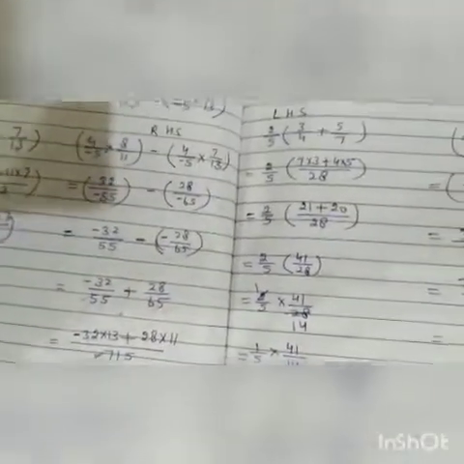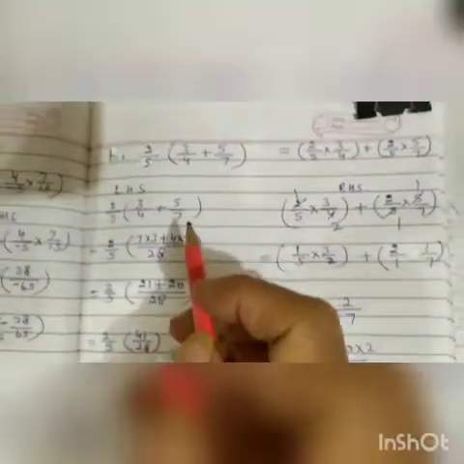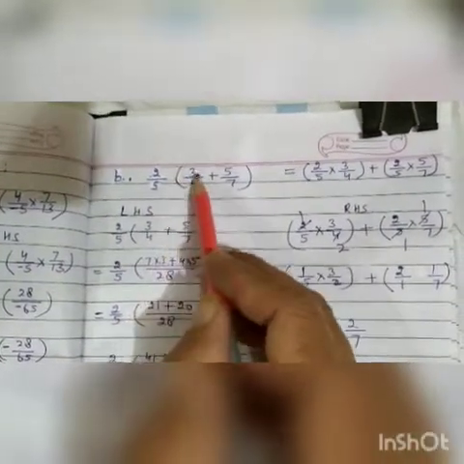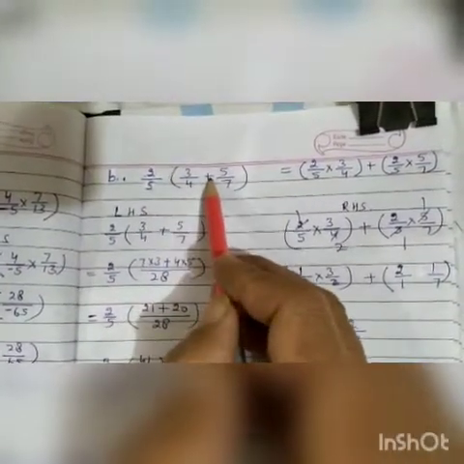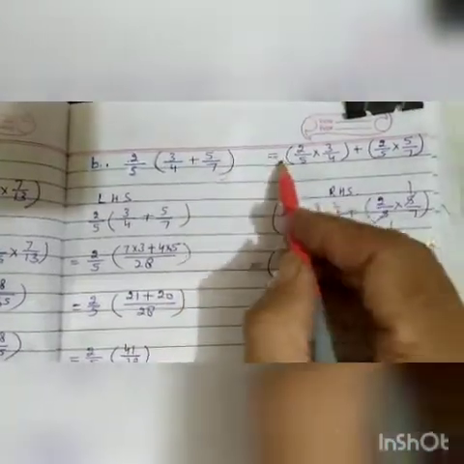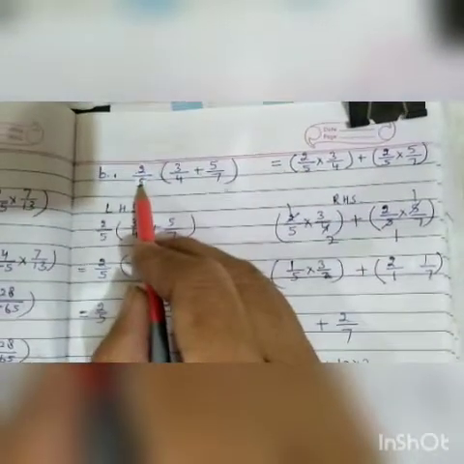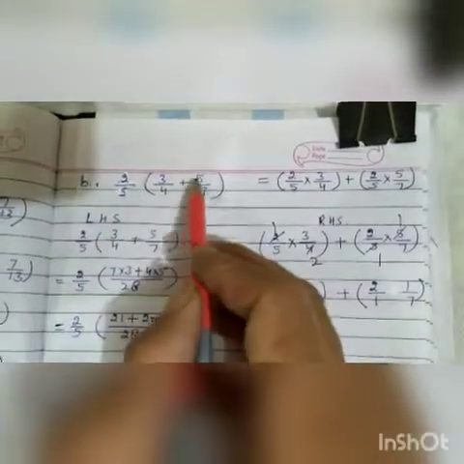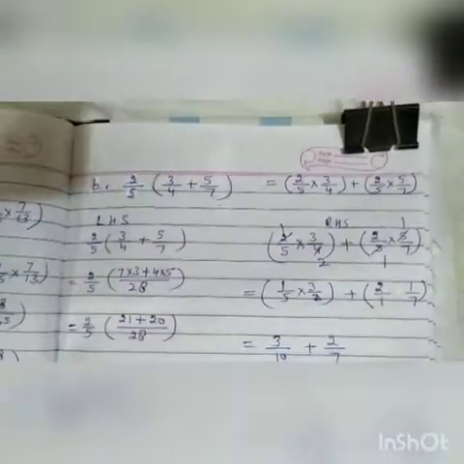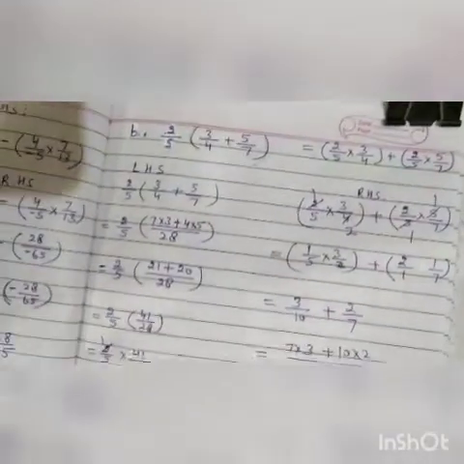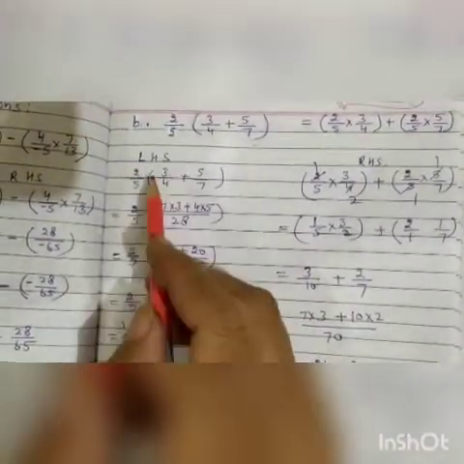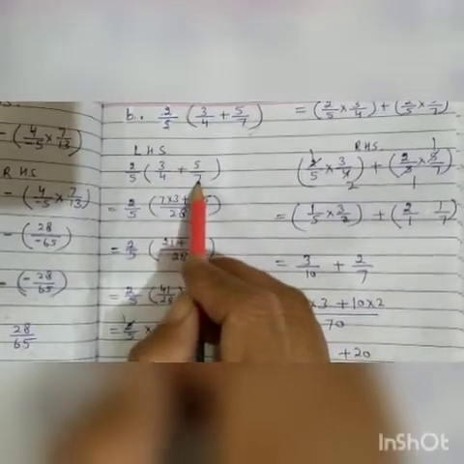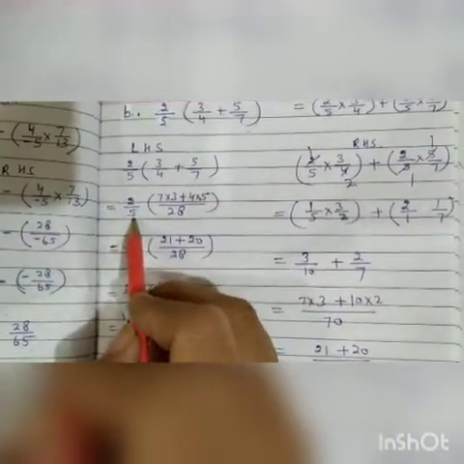Now come to next part, B. In part B, this is 2/5 within bracket 3/4 plus 5/7 equals 2/5 multiply 2/5 multiply 3/4 plus 2/5 multiply 5/7. Again, first we will take the left hand side. In the left hand side, 2/5 into (3/4 + 5/7).